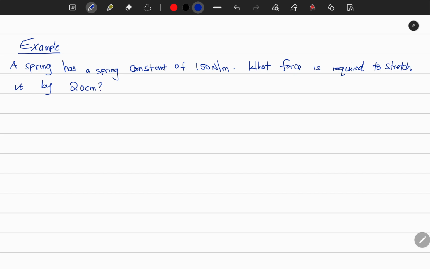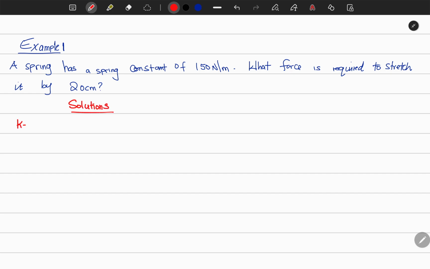Let me put up an example. Example 1: A spring has a spring constant of 150 newtons per meter. What force is required to stretch it by 20 centimeters? Take note of the k in our case. Let's look at the solutions.